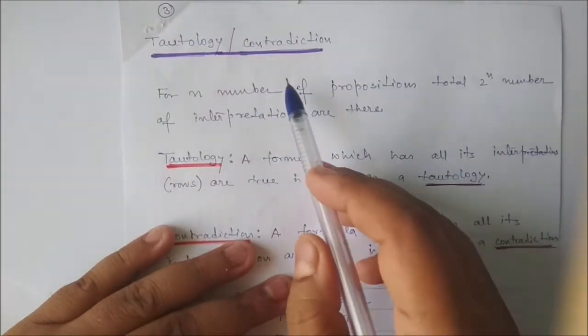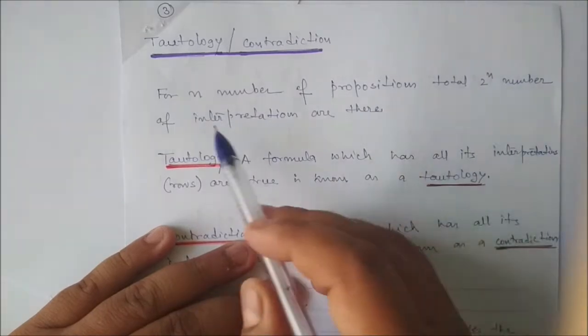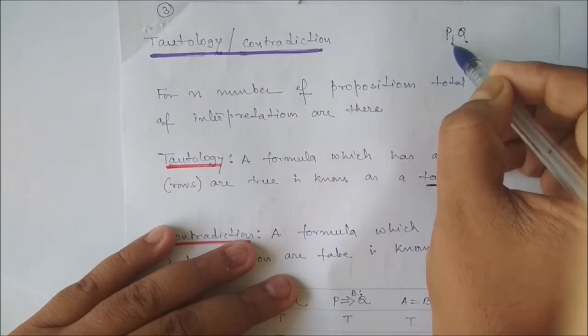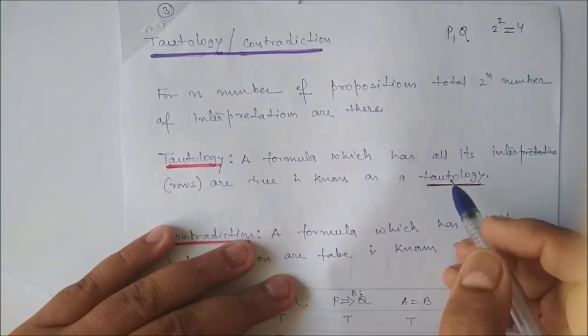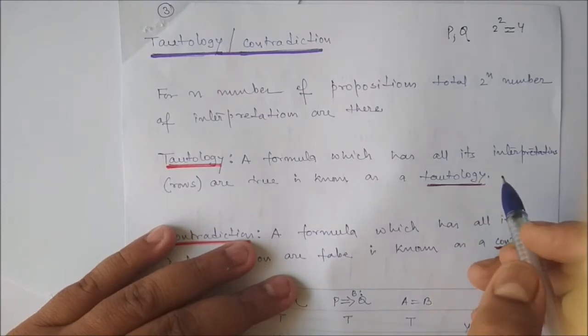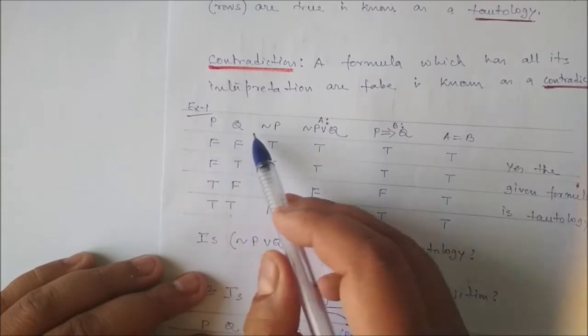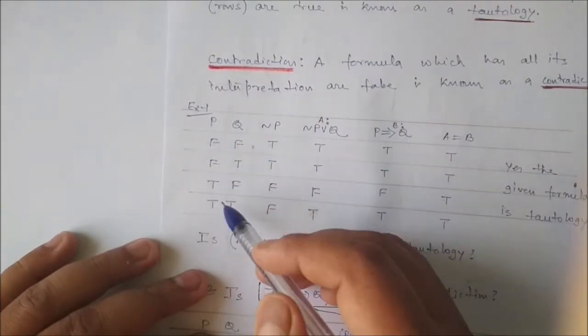Next, tautology or contradiction. For n number of propositions, a total of 2 to the power n interpretations are there. Say if P and Q are there, then 2 to the power 2, that is 4 different interpretations are there. So P and Q, both are propositions, that's why total 1, 2, 3, 4, 4 interpretations are there.